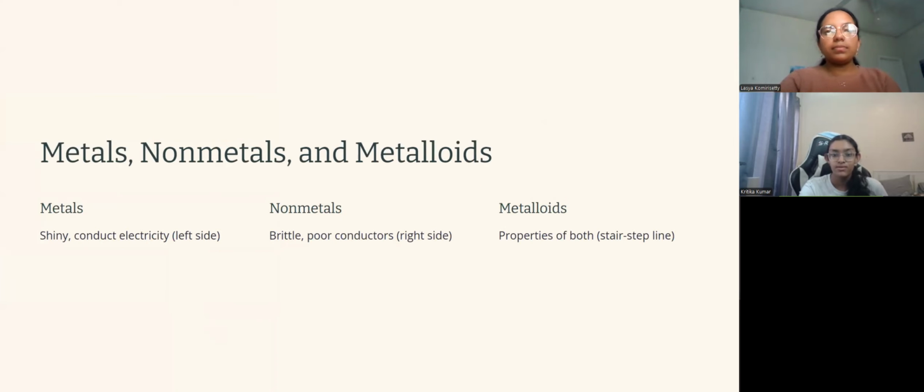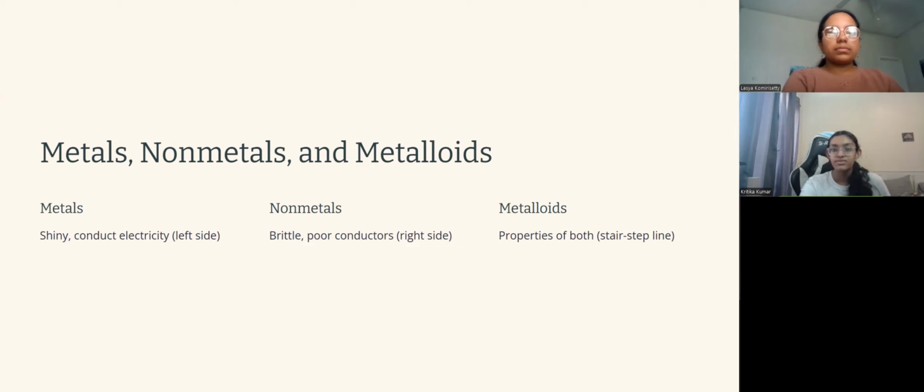So now we're going to be talking about metals, nonmetals, and metalloids. So metals are shiny, and most metals can conduct electricity. And then, like Lasya mentioned, metals are usually on the left side of the periodic table. And then we have our nonmetals that are usually brittle, and they're poor conductors, so they cannot conduct electricity or heat. So most nonmetals are insulators, and these are located on the right side of the periodic table. Then we have metalloids. Metalloids have properties of both.